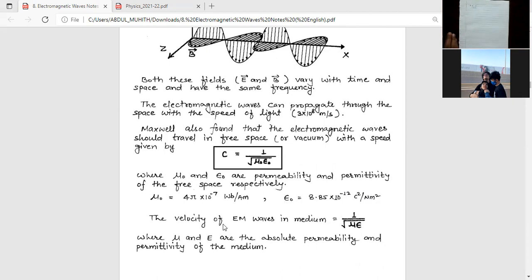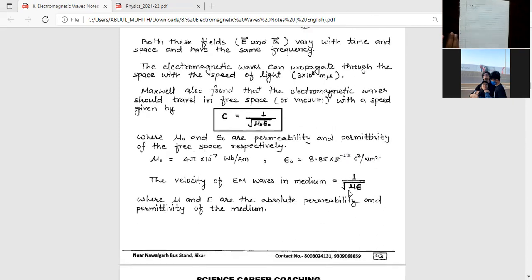So the velocity of electromagnetic wave in space is given by 1 by under root of mu 0 epsilon 0. And if it is not in space, if it is in any medium, then we use 1 by under root of mu and epsilon.